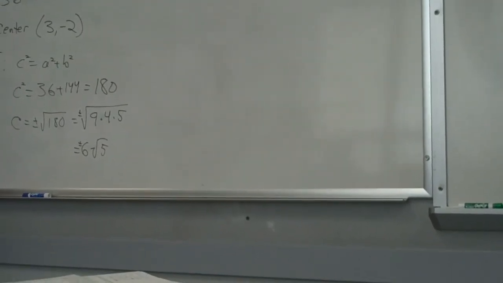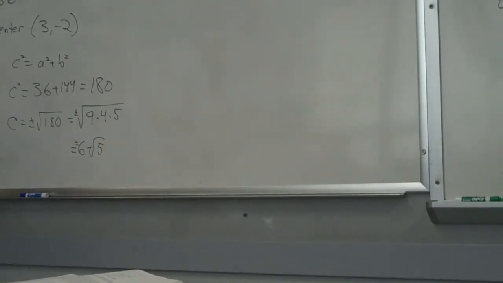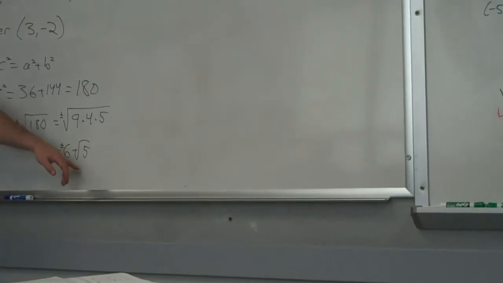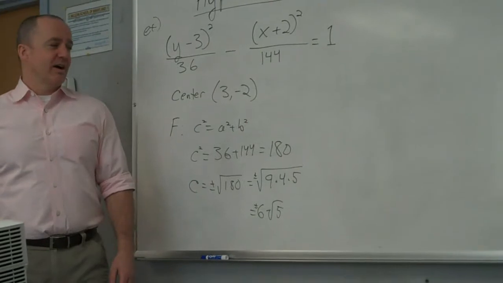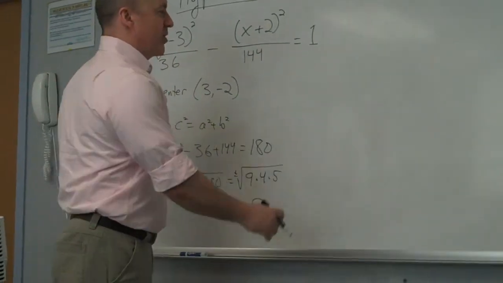Between 12 and 18 is all we really know, because 6 times 2 would be 12. We could plug it into our calculators. 13.4. All right, so it's 13 point something. Not going to worry about it that much.